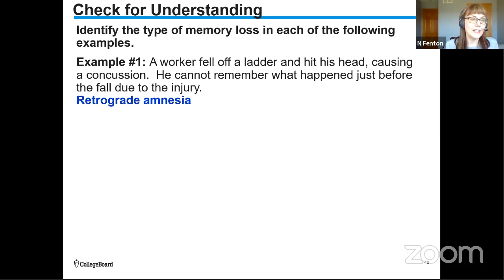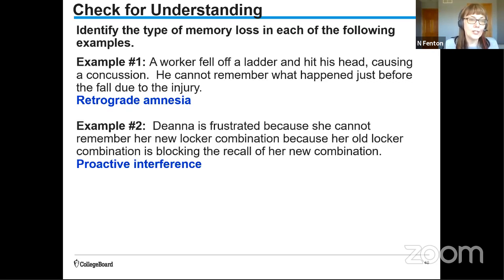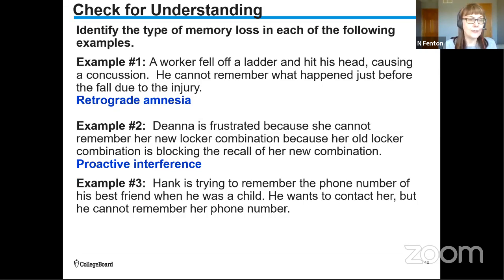So in example 1, you have retrograde amnesia. So this is an individual who can't remember what happened just before the fall. Example 2, this is proactive interference, right? So the old combination is blocking her recall of her new. Example number 3 is just regular decay. I mean, there's no evidence here of a brain injury or an illness. There's no evidence of something blocking something else. This is just a loss of a memory over time.